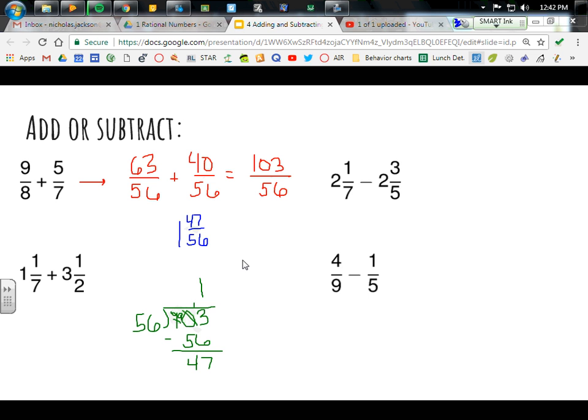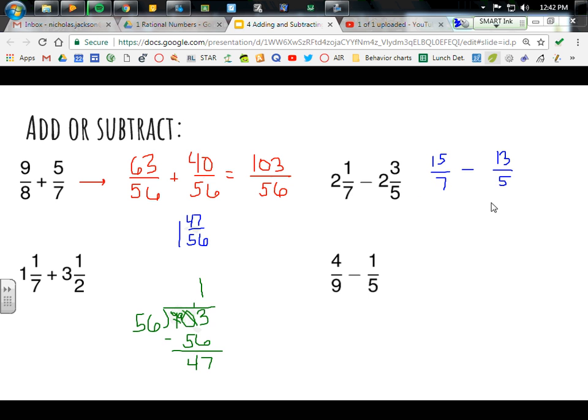All right. Let's just do 2 and 1/7 minus 2 and 3/5. So first, let's change these to improper fractions. You go in a circle. We do 7 times 2, which is 14, plus 1, which is 15. So this becomes 15/7. And do the same thing here. 5 times 2 is 10, plus 3 is 13. So we have 13/5.